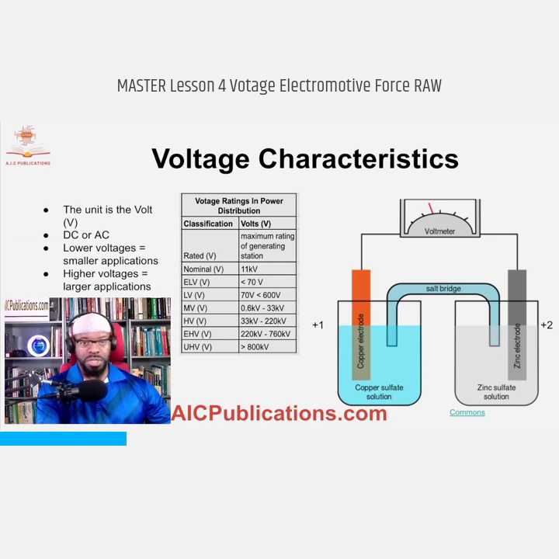As of 2022, as you can see on the screen, there are 8 different voltage level classifications, and they are rated by the amount of voltage that can be produced on each level. So the ELV is extra low voltage, LV is low voltage, medium voltage is MV, high voltage is HV, extra high voltage EHV, and then you have ultra high voltage UHV. And you see the different characteristics there.